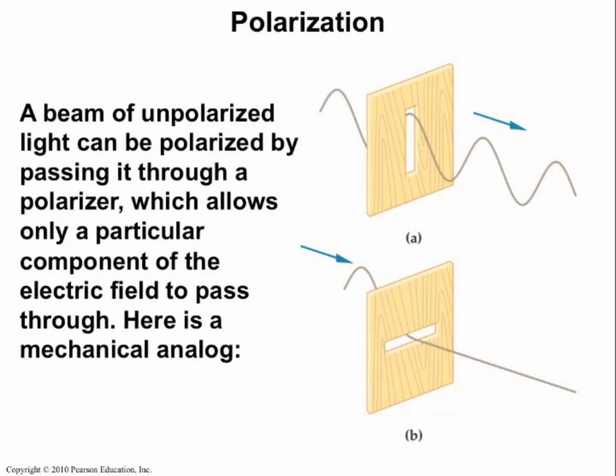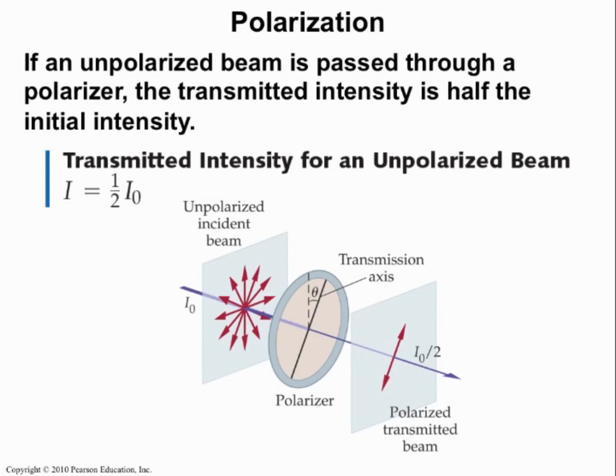A good analogy for polarized light is this mechanical analogy of a wave on a string passing through a wooden panel that has a slot or a slit. The wave can pass through if that slit lines up with the plane of up and down motion, but it will not pass through if the slit is 90 degrees to that plane. It will just get blocked. Now, something similar happens when we polarize light. If an unpolarized beam is passed through a polarizer, the transmitted intensity is half the initial intensity.